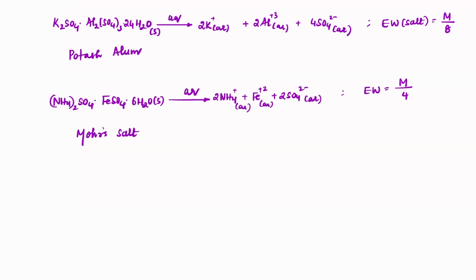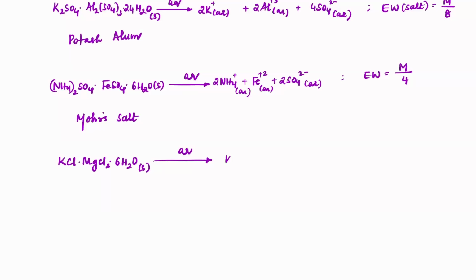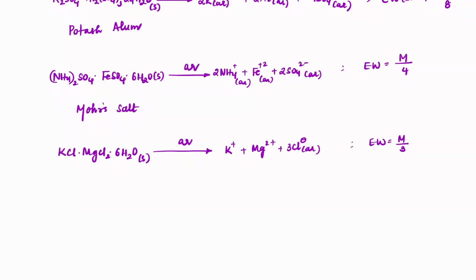All right. Another important salt that you need to remember is KCl·MgCl2·6H2O. If this salt is added to water, it will convert to K+, Mg2+, and 3Cl-, all in aqueous forms. Equivalent weight now will be molecular weight by 3. The name of this salt is carnallite. Again, during metallurgy, we'll be using this carnallite a lot of times. So please remember this part.